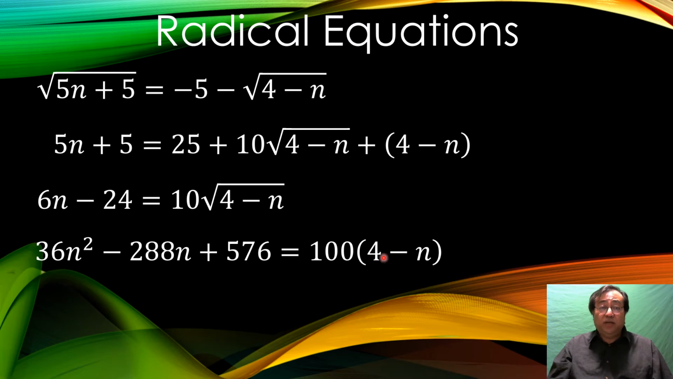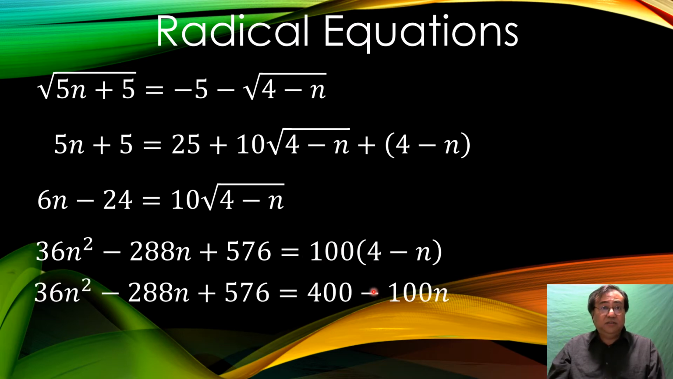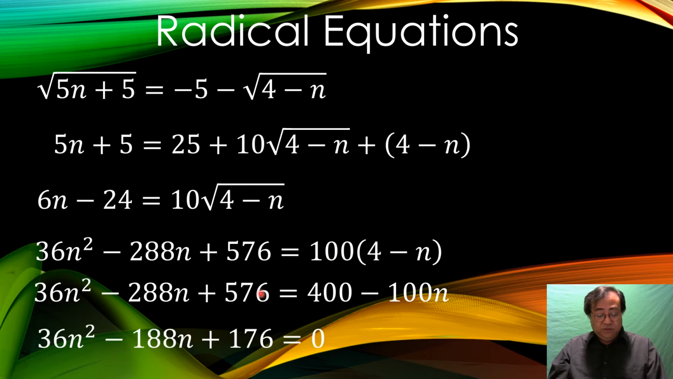Now go ahead and distribute that 100 on there. Where did this come from? If I square the 10, I get 100, and if I square the square root, I get the 4 minus n. So that's where that side's coming from. Go ahead and distribute the 100, and that's what that is. Nothing happened on the left.